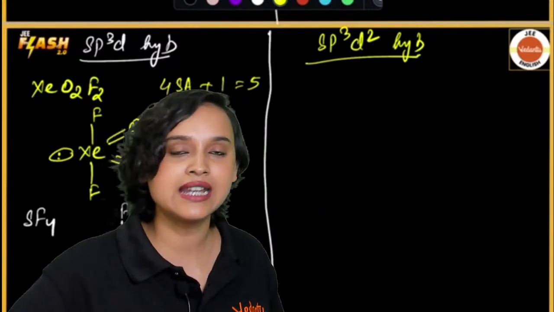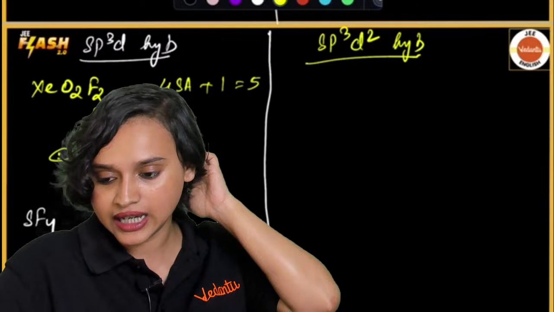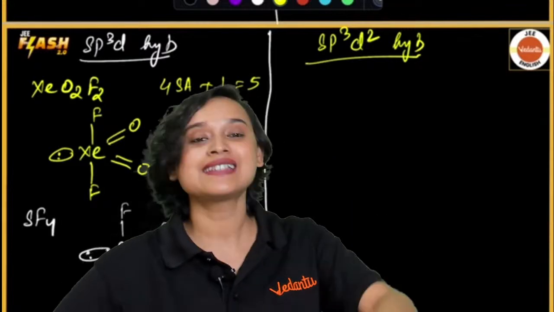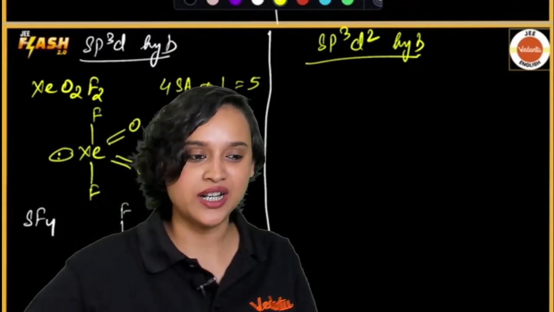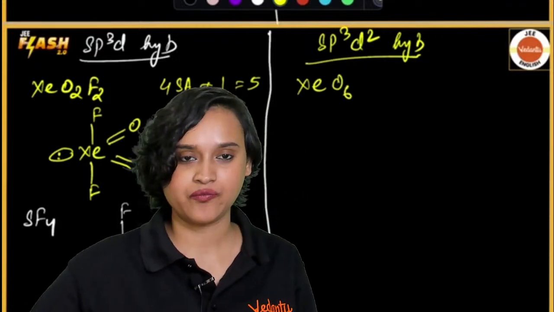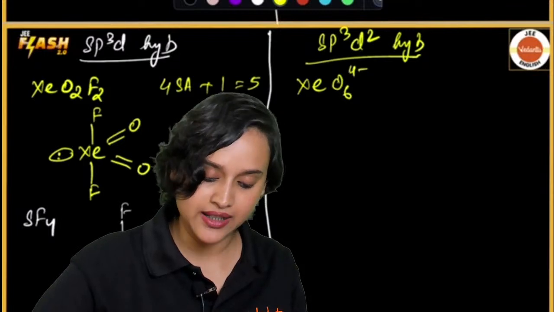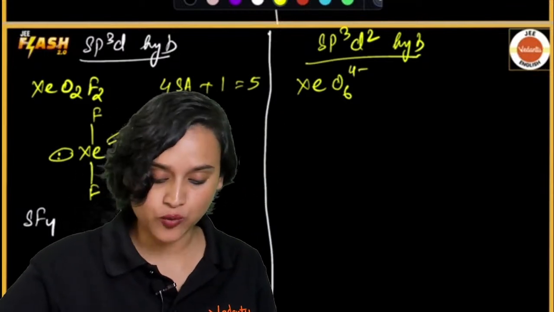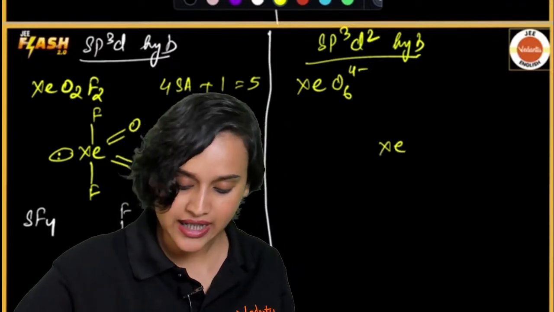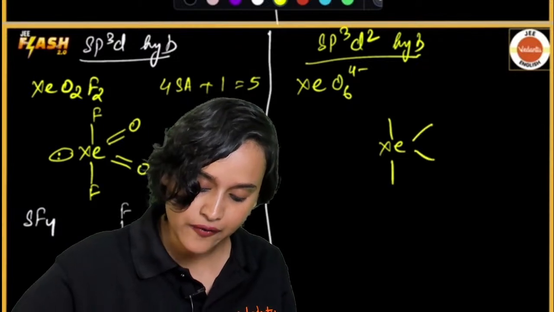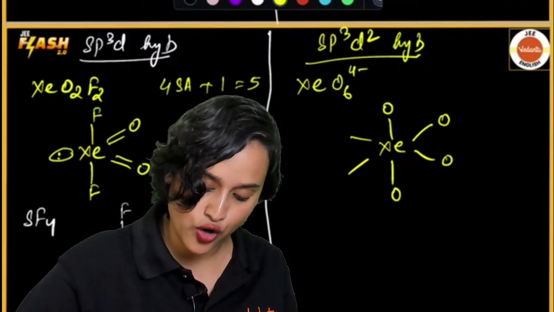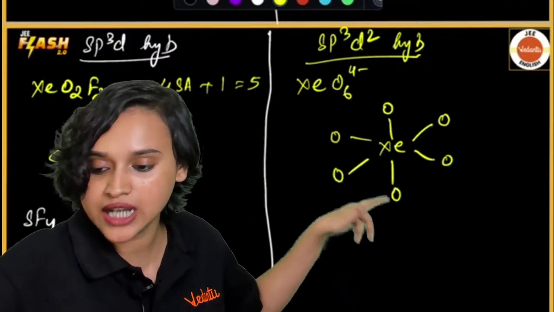For this, let us take another xenon compound. Let's take XeO6 4 minus. How will this look? So you will have Xe. Now you see you have 6 oxygen, so 1, 2, 3, 4, 5 and 6. All the 6 oxygen we have noted down, right?